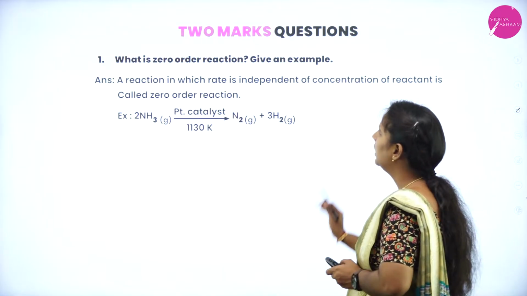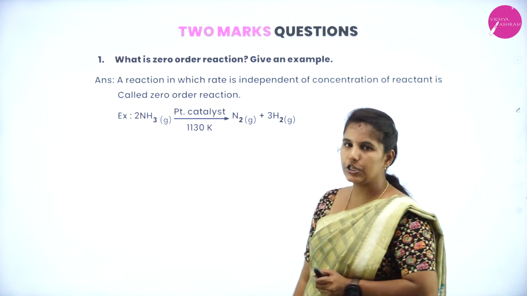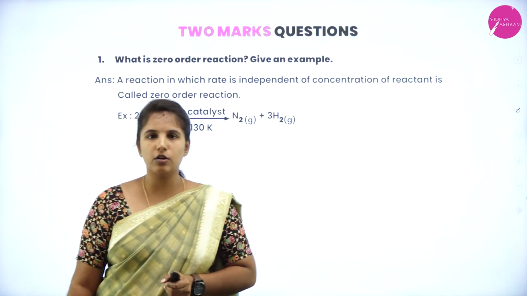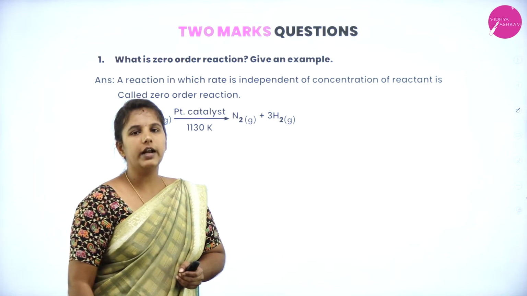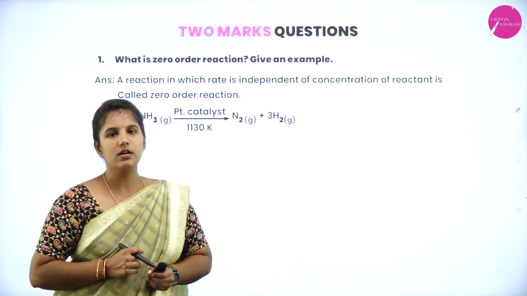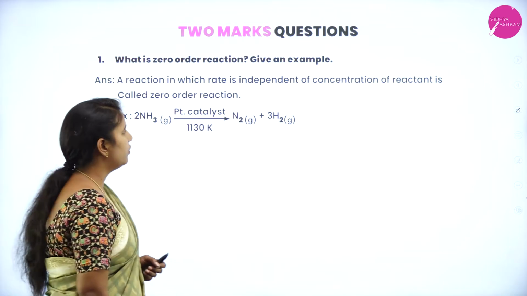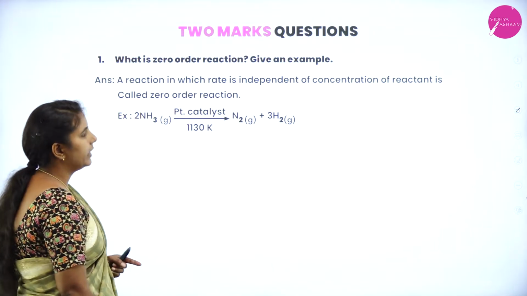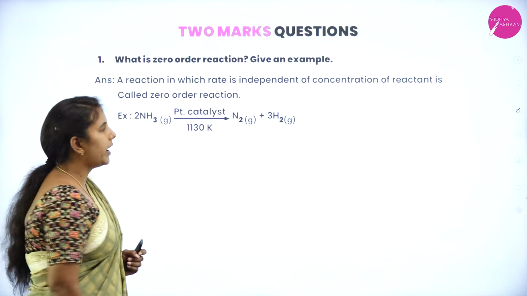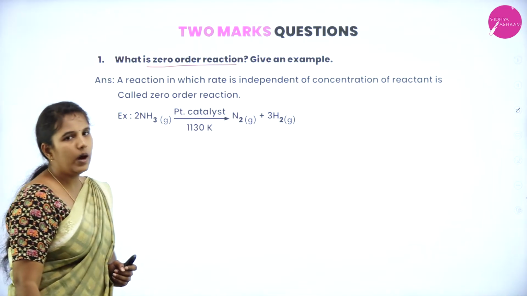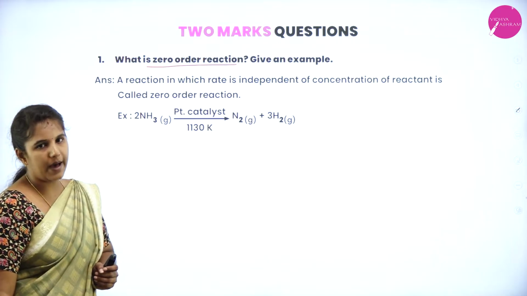Next, we'll see the 2-mark questions, because from this unit there will be 2 five-mark questions. We must know how the question arises in the 2-mark as well as in the 3-mark. First I'll go with the 2-mark question. What is a zero order reaction? Give an example. You need to write the statement for the zero order and give one proper example, and that should be balanced.